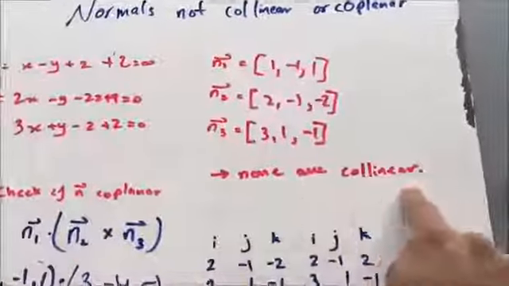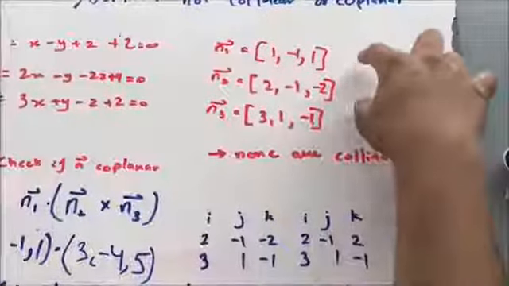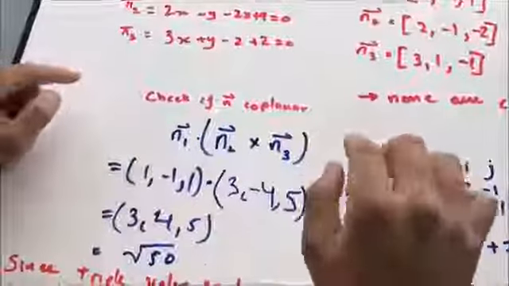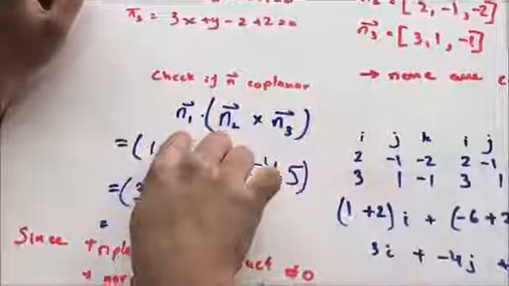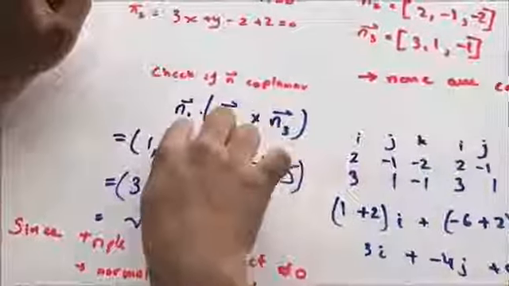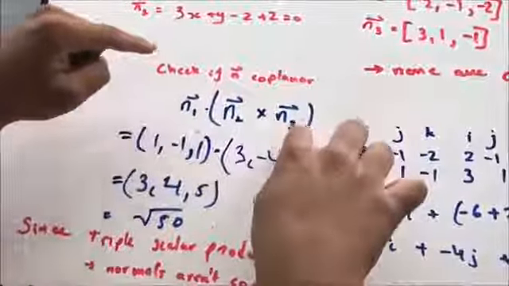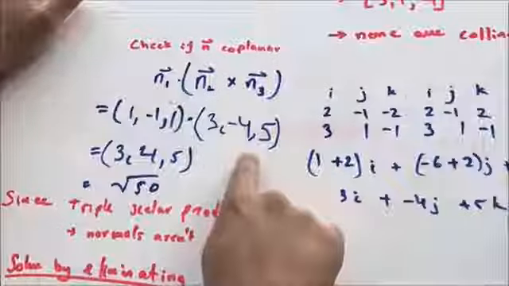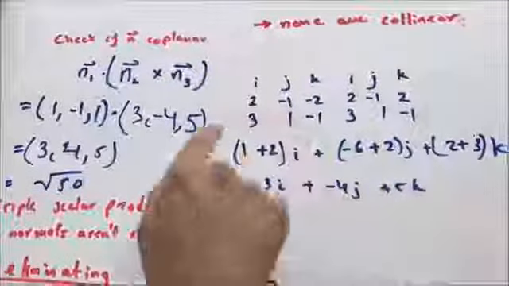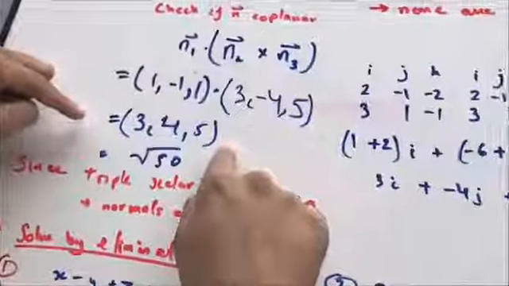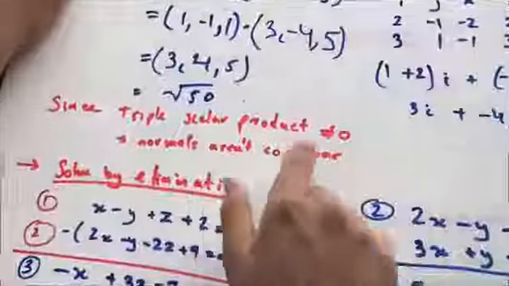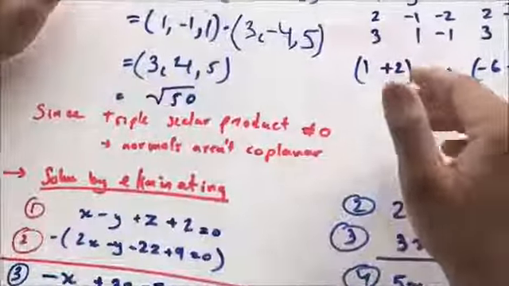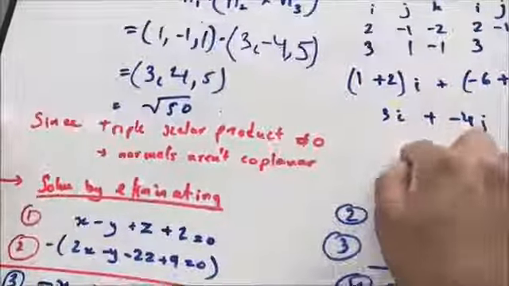From right off the bat, we can see that none of these are collinear, so none of them are multiples of each other. The next step is checking if they're coplanar. To check, the first normal dotted with the cross product of the second and third normals would be equal to 0. When we work out the cross product, it comes out to be (3, -4, 5), and the dot product of this is non-zero. Since the triple scalar product is not 0, the normals aren't coplanar. So the three planes are going to intersect at a single point.